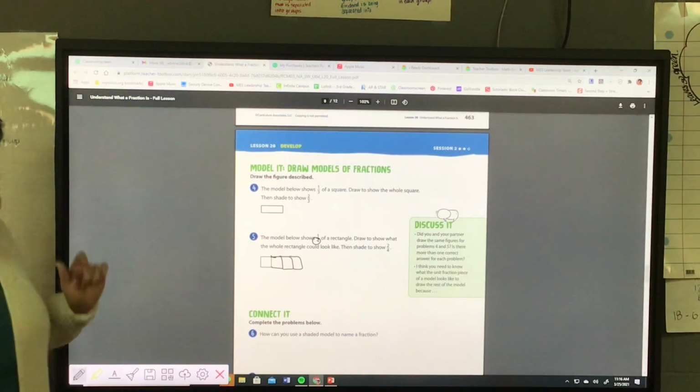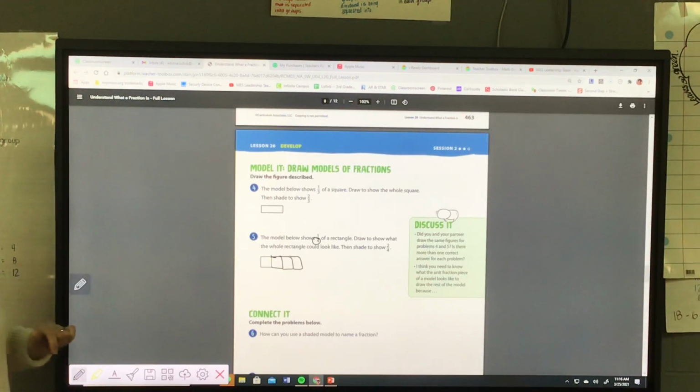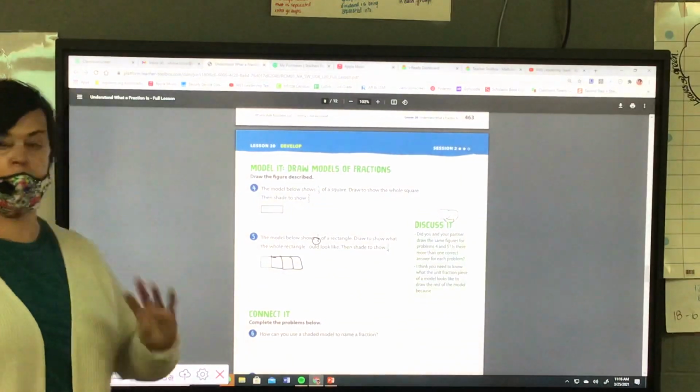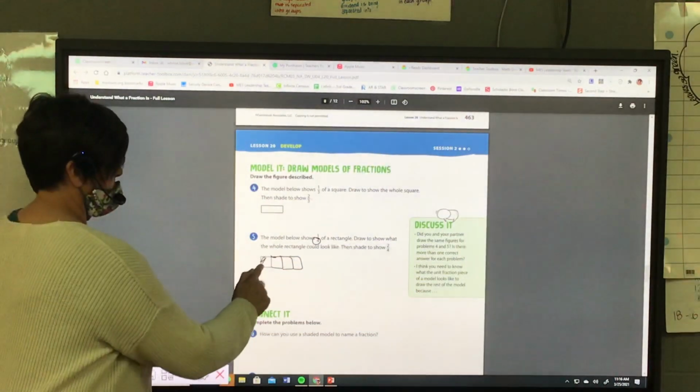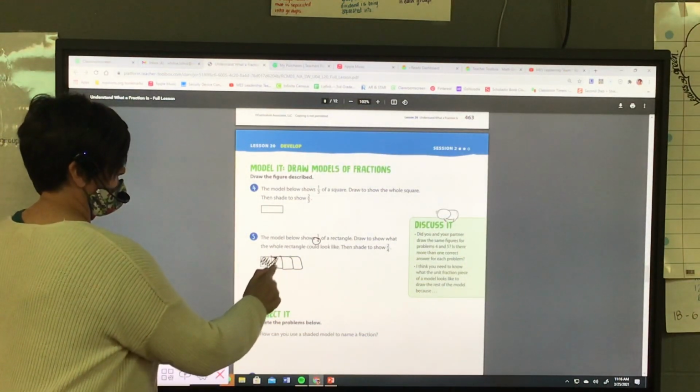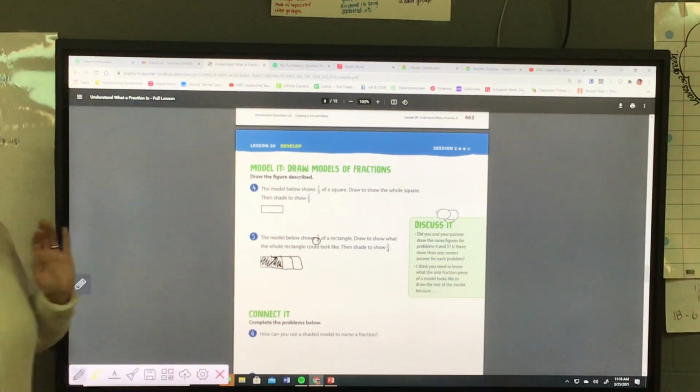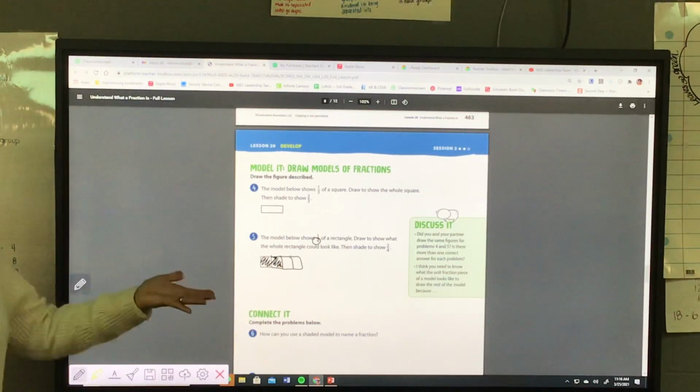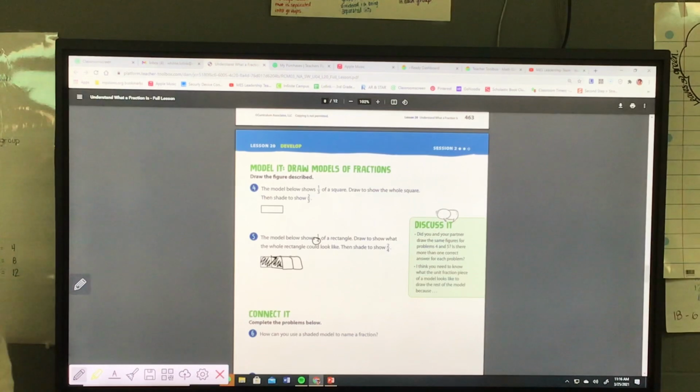How many did you need to shade? 2. 2 of the 4, right? So 1, 2. So that is 2/4 of it is shaded. How'd you do on that?